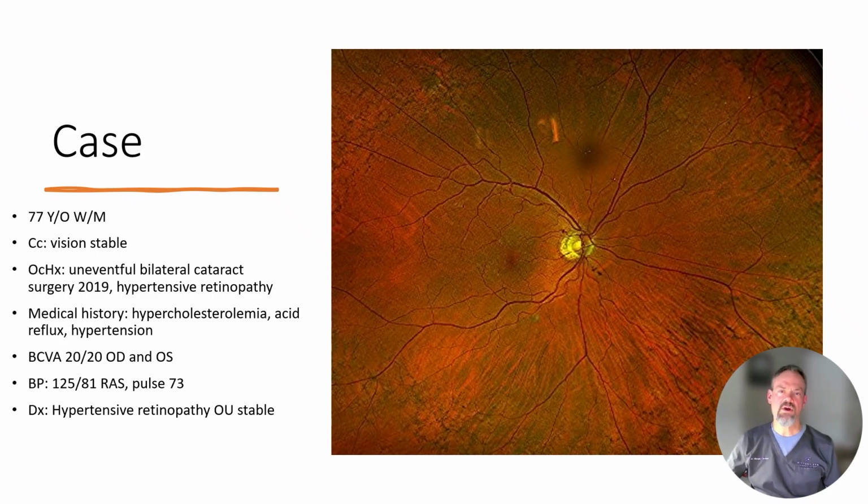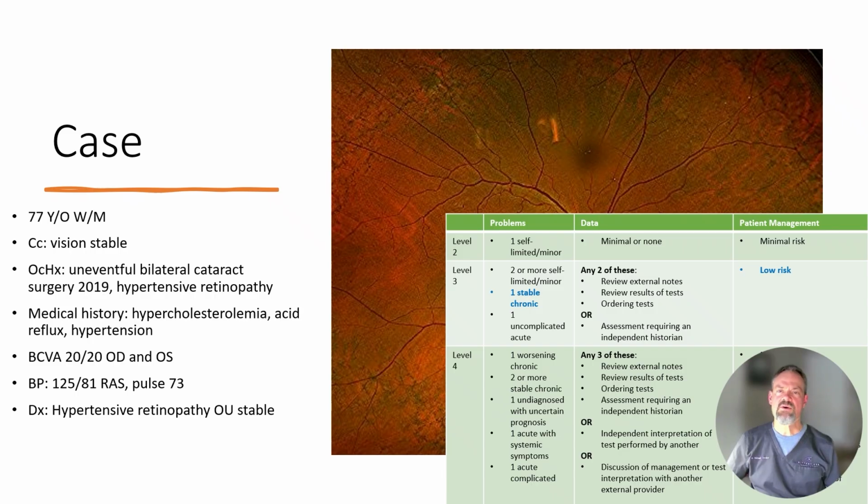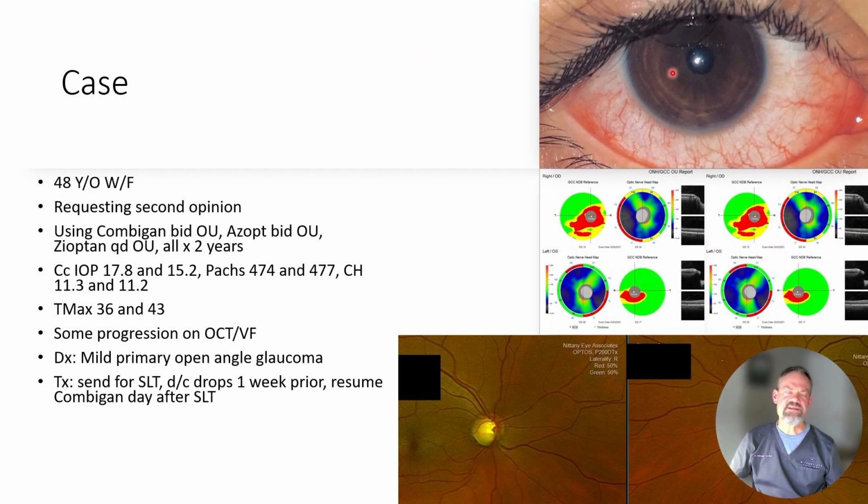So how are we going to code this patient? What level? So we meet the one stable chronic condition under level 3 and low risk in terms of patient management. So in this case, we're going to code a level 3. In this last case, we have a 48-year-old female who requests a second opinion on her glaucoma status. She's on maximum medications with Combigan BID, Azopt BID, and Cosopt QHS. Her intraocular pressures are in the teens. She has thin pachs, adequate hysteresis. Her Tmax is in the mid-30s and low 40s.